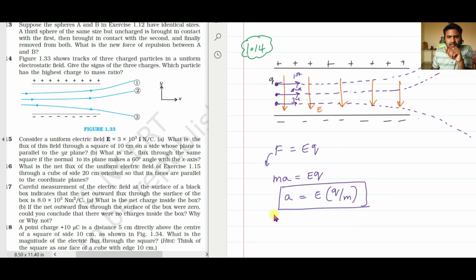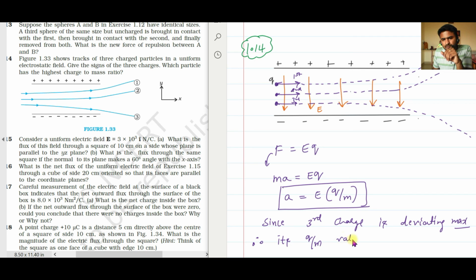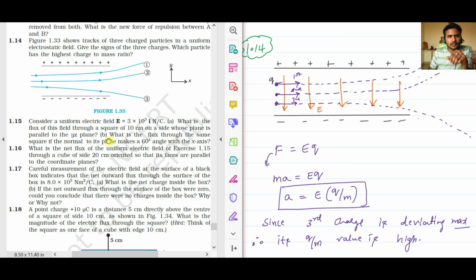So obviously I should write, since the third charge is deviating maximum, therefore its Q by M value is high. Okay, that's the answer. You just have to analyze the path. Looking at the path, we will have to come to the conclusion using this formula. Okay, all right, so that's all for this video.